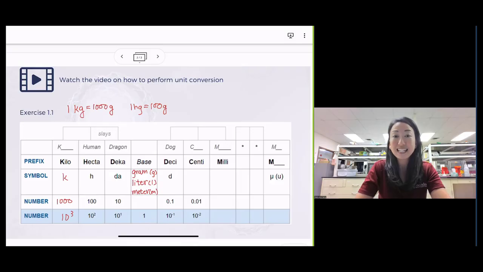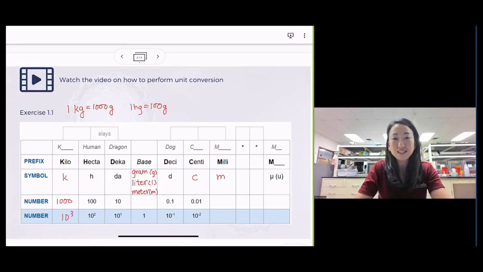Centi, which is abbreviated as c, is one more order down. So 0.01 of the base unit, or 10 to the negative 2 of the base unit. So we're getting smaller and smaller. The prefix milli is actually something you will be hearing and using in lab. It is abbreviated as m.